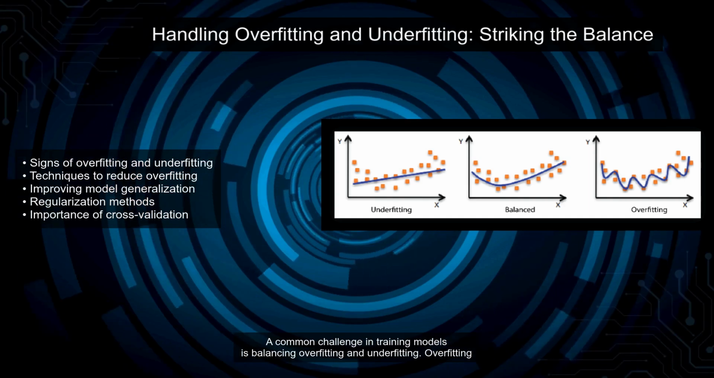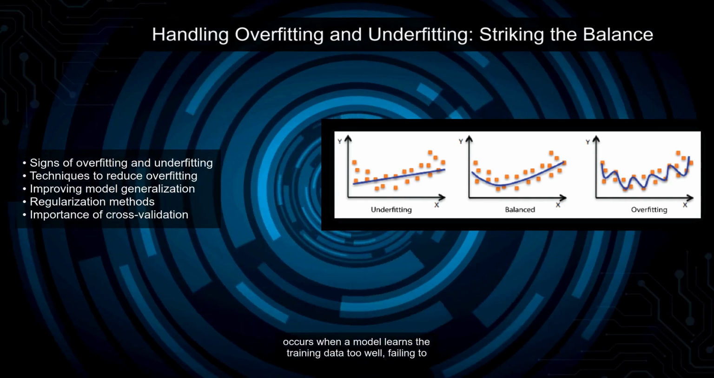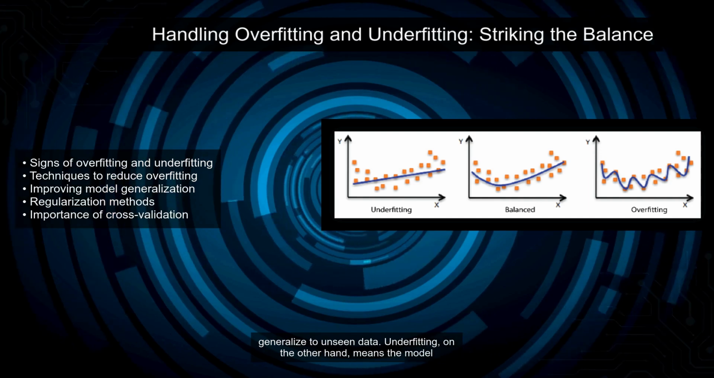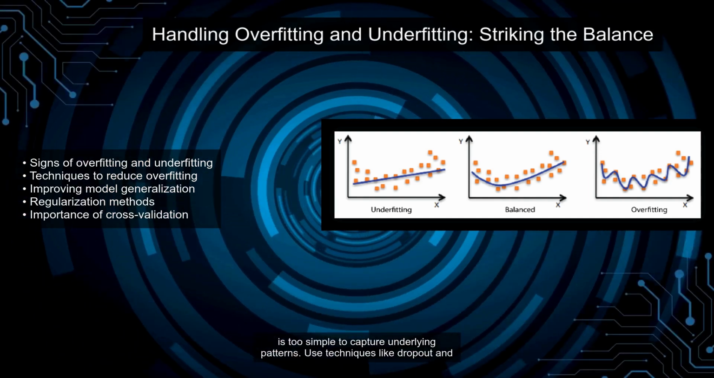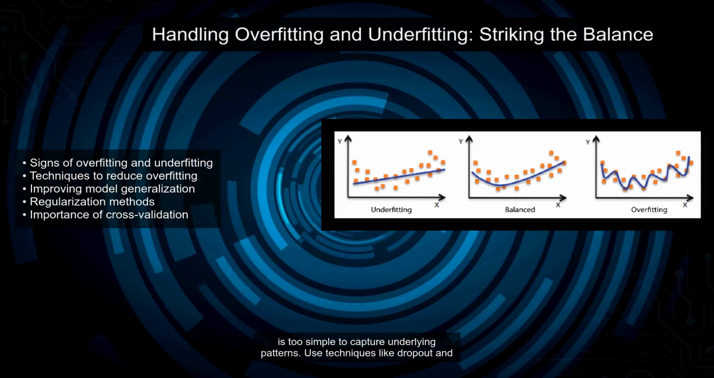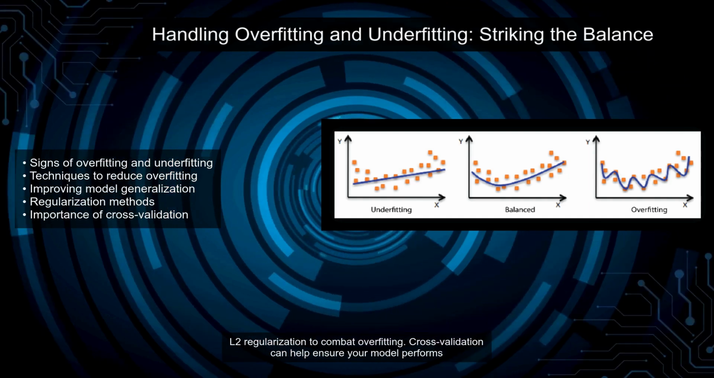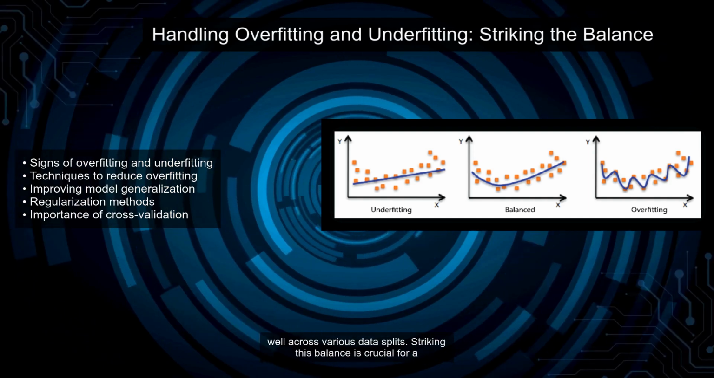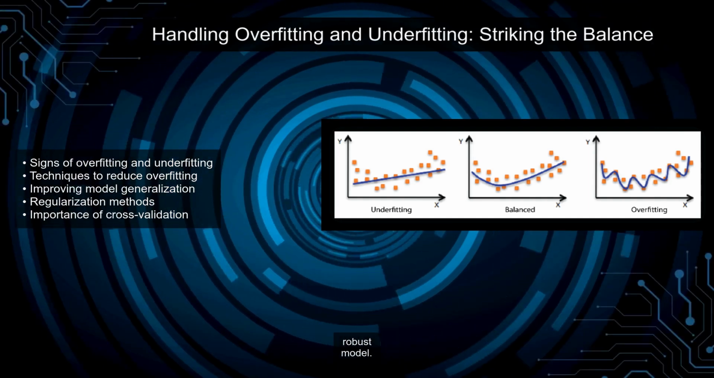A common challenge in training models is balancing overfitting and underfitting. Overfitting occurs when a model learns the training data too well, failing to generalize to unseen data. Underfitting, on the other hand, means the model is too simple to capture underlying patterns. Use techniques like dropout and L2 regularization to combat overfitting. Cross-validation can help ensure your model performs well across various data splits. Striking this balance is crucial for a robust model.